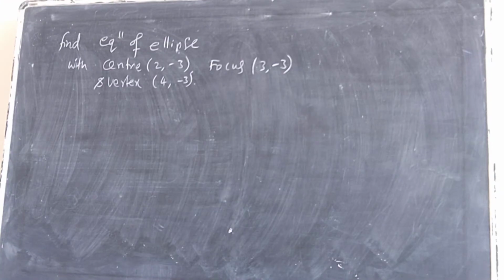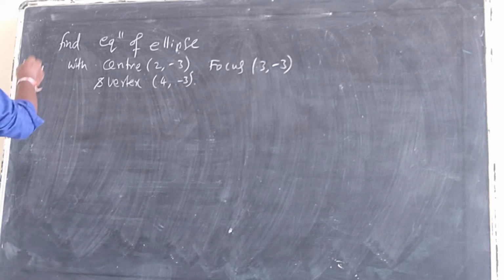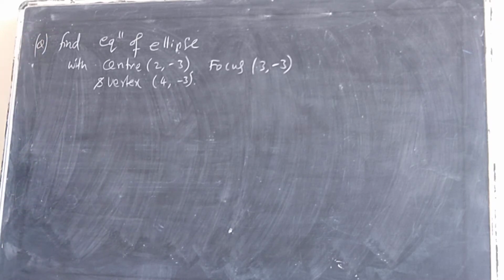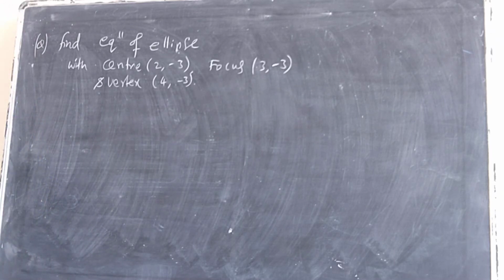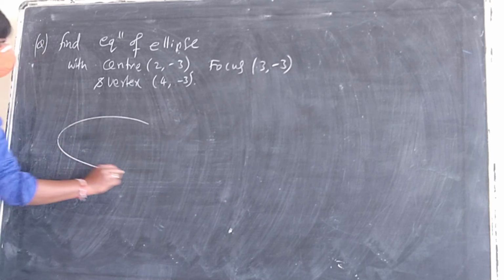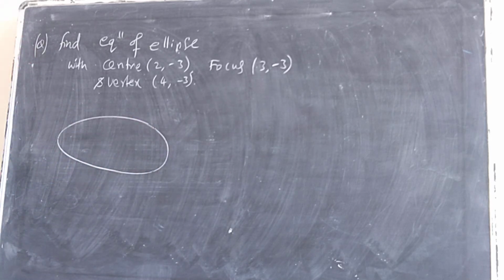See the next question here. Find the equation of the ellipse with the center (2, -3), focus (3, -3) and vertex is (4, -3). Let us see here. Let us go for, first of all, an ellipse diagram. So in that, what have they given?